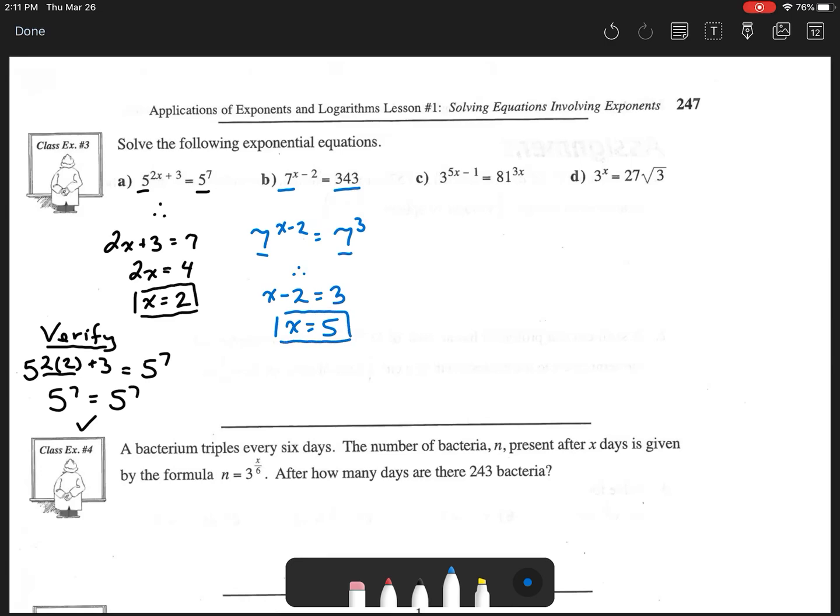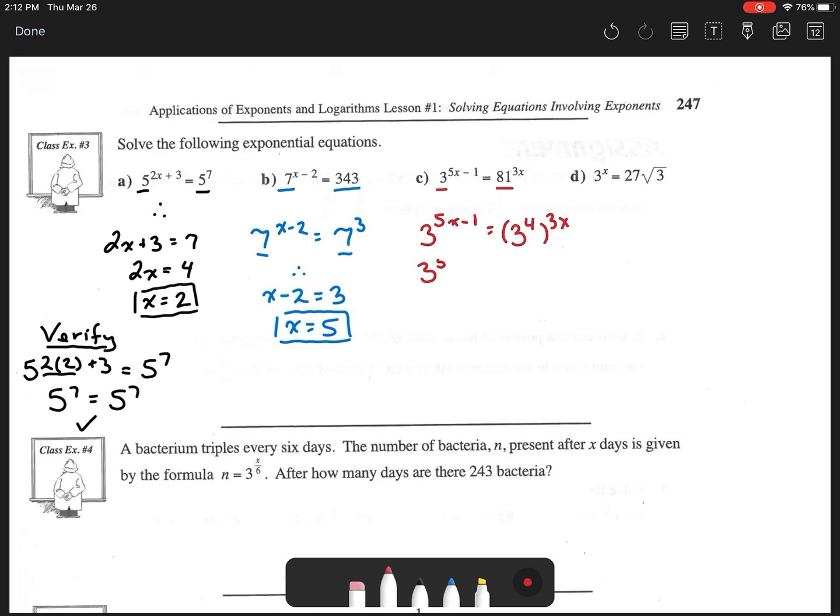Okay, look at me using different colors now. Crazy times. Okay, into C. So now in C, I want to take a look at the bases. It's 3 and 81. Okay, they are not the same. I'm going to try and create common bases. So the base of 3, I'm not going to be able to do much with that, but 81 I can write as 3 to the exponent of 4. So there's my 81, and I have to raise that to the exponent of 3x.